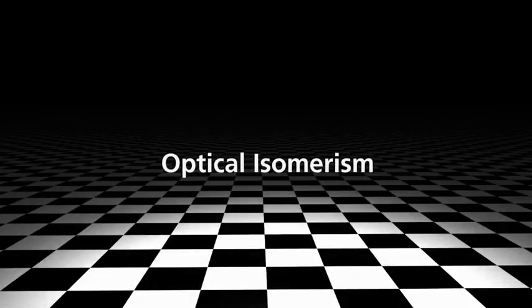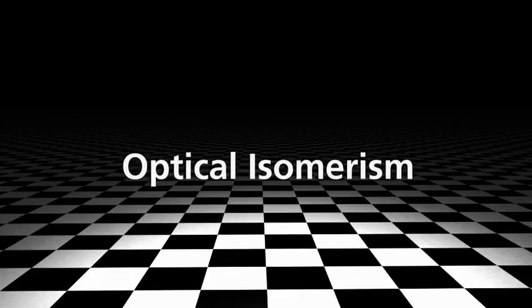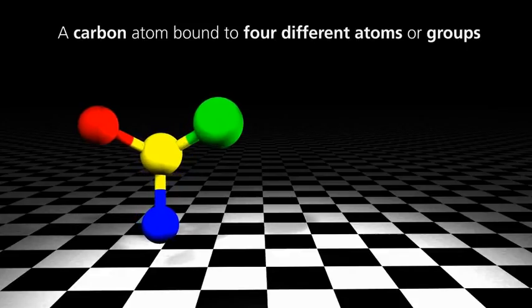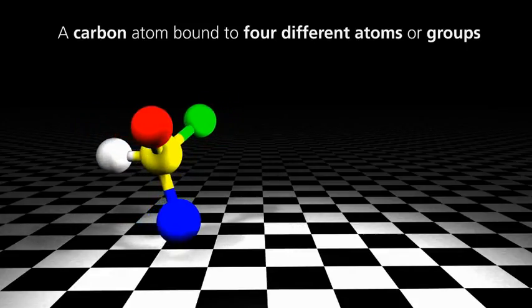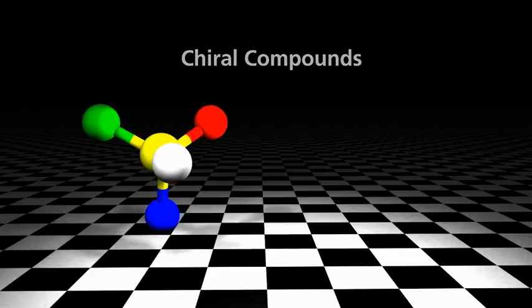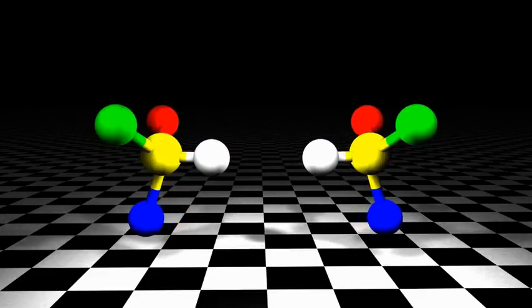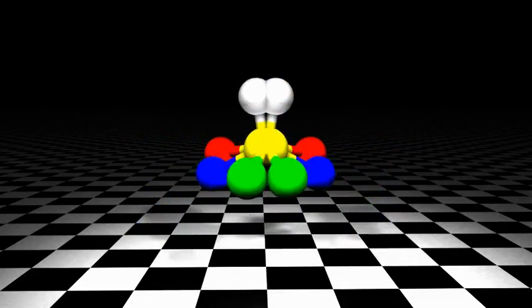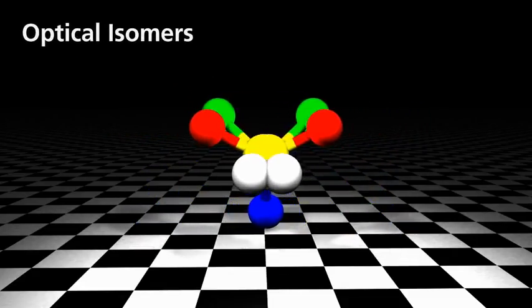Optical isomerism. Organic compounds containing a carbon atom to which 4 different atoms, or groups of atoms, are attached are called chiral compounds. A mirror image of a chiral compound cannot be superimposed on the original. It is called an optical isomer.